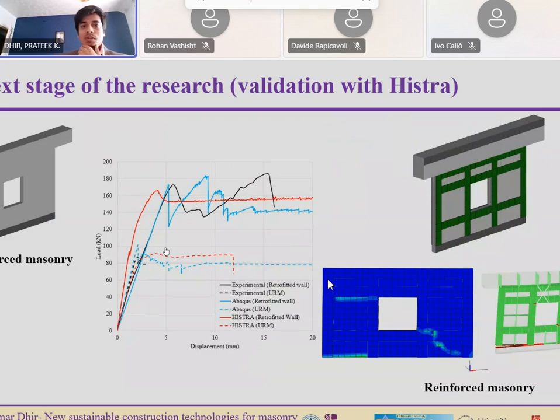Dr. Davide is trying to help me with comparing all the responses. He's working with Histra. So we're trying to compare how comparable our results are.